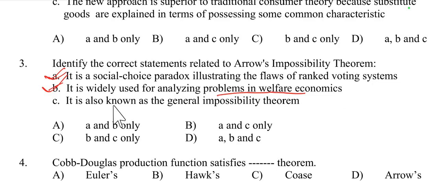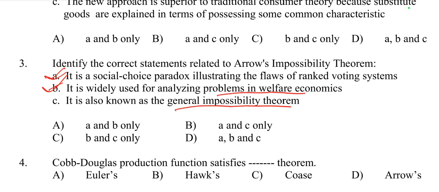Then option number C, it is also known as the general impossibility theorem. So it is also called the general impossibility theorem because of its broad implication for collective decision making and voting systems. So it is called the general impossibility theorem. So what says Arrow? Arrow's impossibility theorem is also known as Arrow's paradox or the general impossibility theorem.